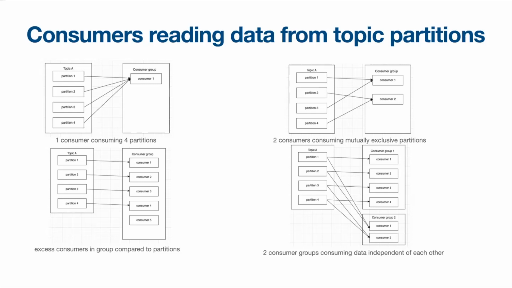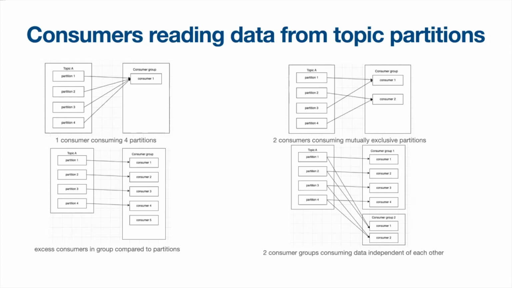If you look at the diagram at the right, you have two consumers present in your consumer group, which will consume mutually exclusive partitions. What does mutually exclusive partitions mean? It means that each consumer in a consumer group will read data from partitions that are independent of each other. Suppose consumer one is reading data from partition one and three, then consumer two won't read data from partition one and three. It will read data from the remaining partitions, two and four.